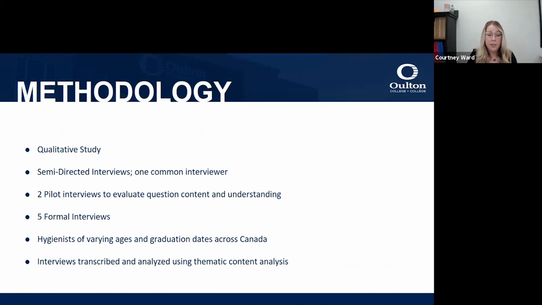For our methodology, we chose to do a qualitative study. We began by choosing to do semi-directed interviews so that we would have a little bit of leeway for clarification of questions. And we did use one common interviewer just to keep things consistent between our interviews. We started with 2 pilot interviews as a way to evaluate our content because we were looking to make sure our questions flowed nicely and that they were generating adequate responses as opposed to just a very short yes or no.